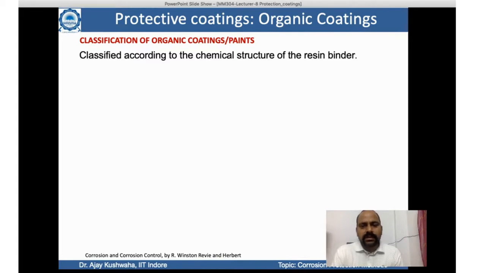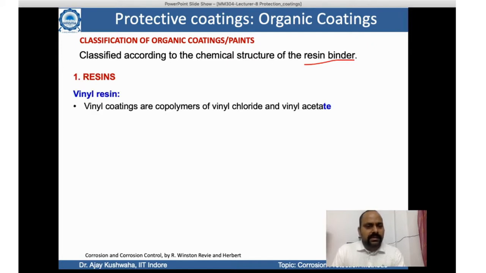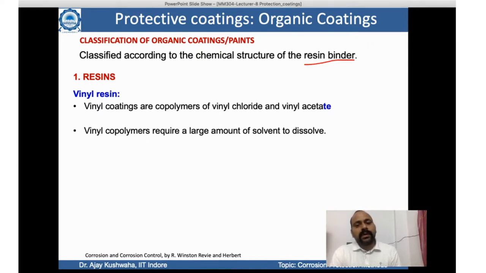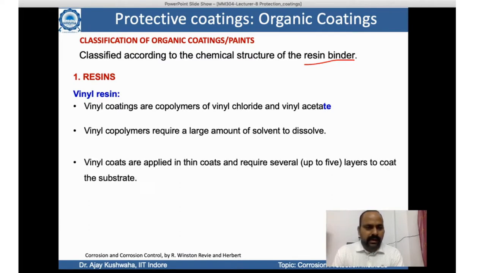Classification according to the chemical structure of the resin binder. So this is the important factor. One is resins. Resin could be vinyl resin. If vinyl resin is there, then vinyl coatings are copolymers of vinyl chloride and vinyl acetate. Vinyl copolymer requires a large amount of solvent to dissolve, and vinyl coats are applied in thin coats and require up to 5 layers to coat the substrate. So basically if vinyl base resin is there, then multiple coating is required because one layer gives a very thin coating.